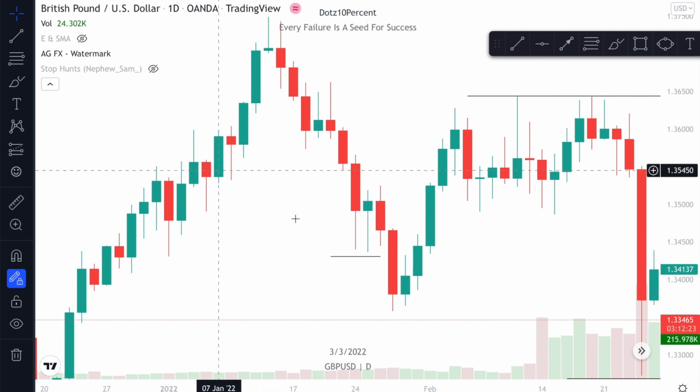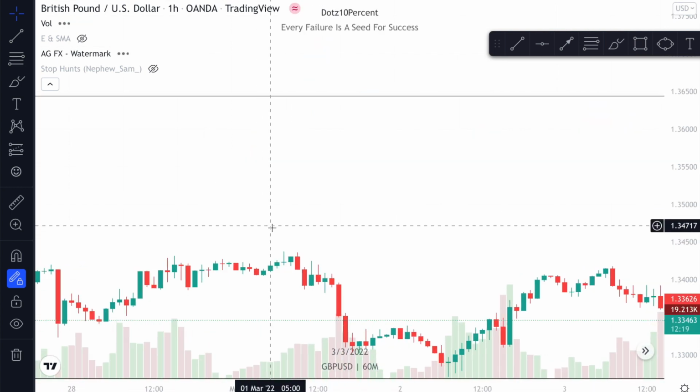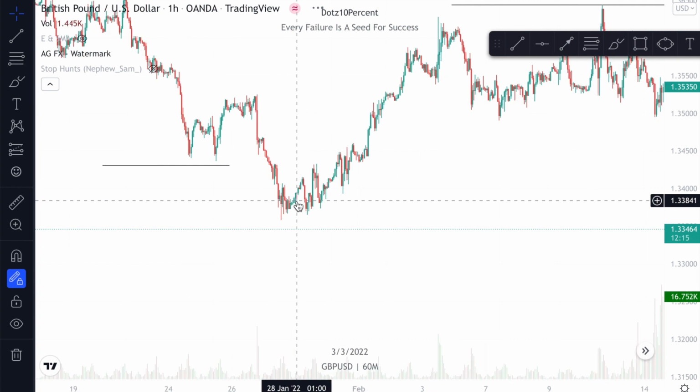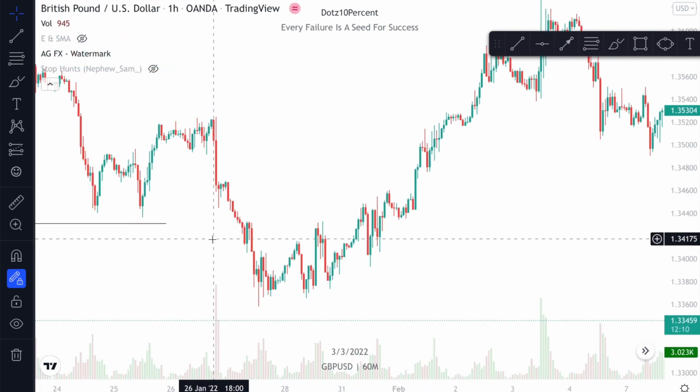Another thing you need to remember, yeah, these areas of buy side and sell side liquidity, if I just change the time frame, a lot of the people are not trading on the daily. They're trading on these lower time frames.